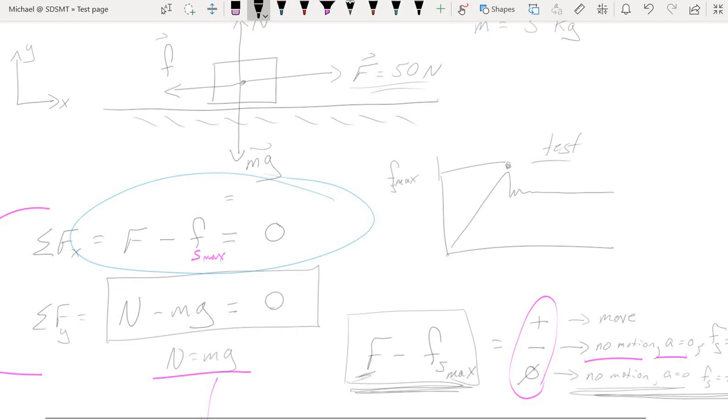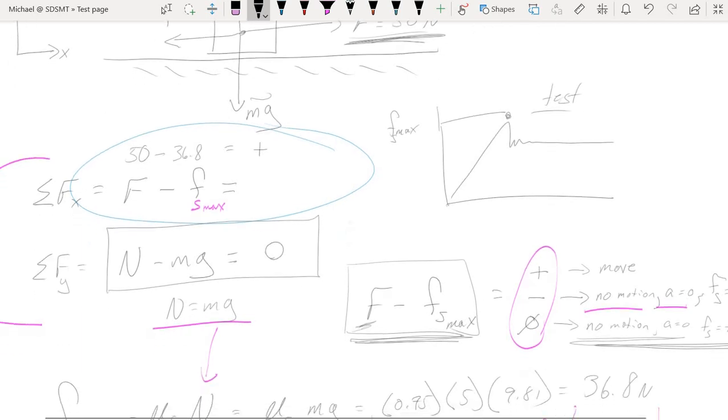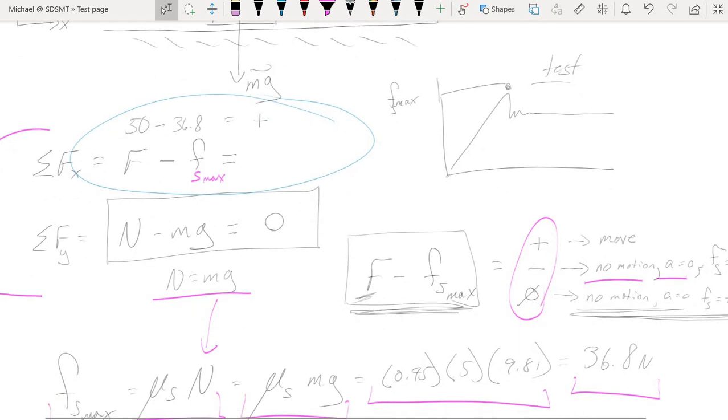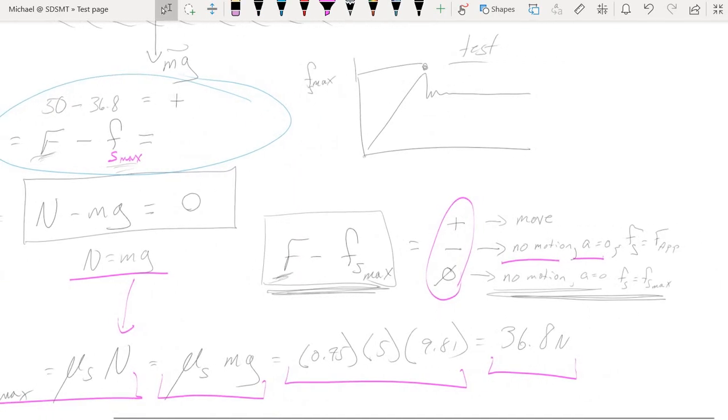So now the test says we have an applied force of 50 newtons versus a maximum static friction of 36.8. Again, I'm not interested in the exact numerical outcome so much as I am about the sign on that outcome. This results in a positive, which means that I have more than enough applied force to overcome all of the static friction force in the system. And so this block will move.